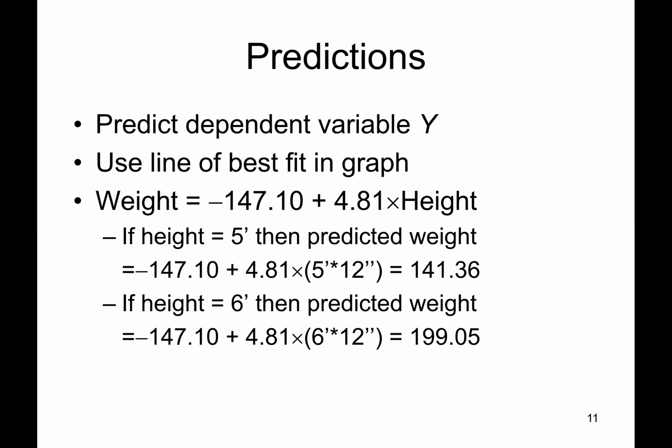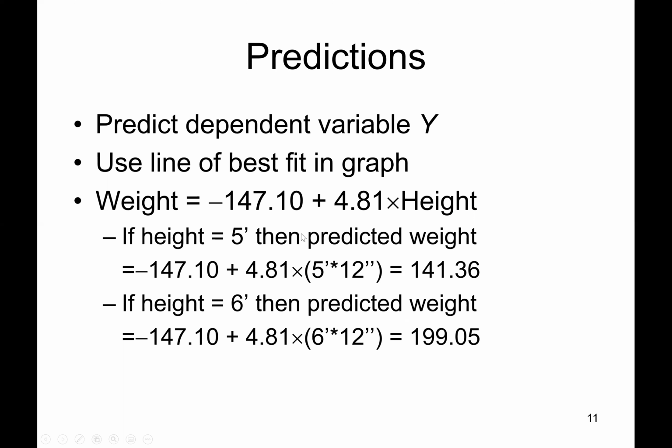So let's talk about what we can do with this. We can use this equation that we've just generated to predict our dependent variable y. We've got this line of best fit in the graph, and so we can basically plug and chug numbers. So if we have a height of, let's say, 5 feet, then we can figure out, well, what will the predicted weight be? So suppose we know someone's height, but we don't know their weight, and for some reason we need to try to predict it.